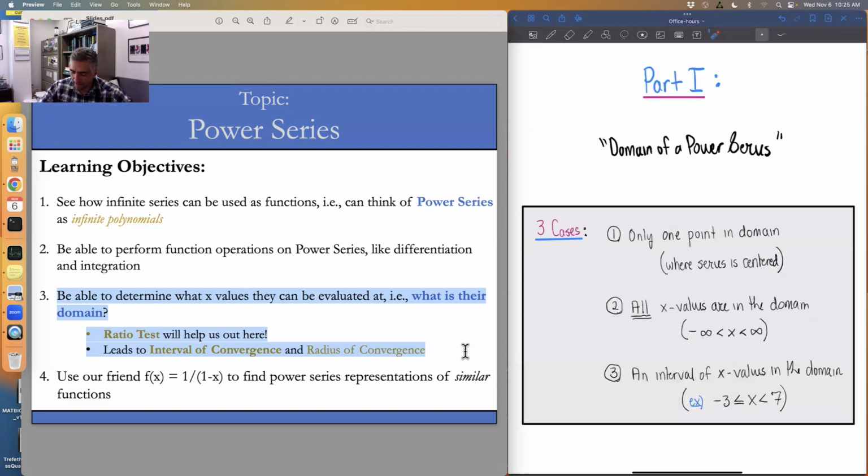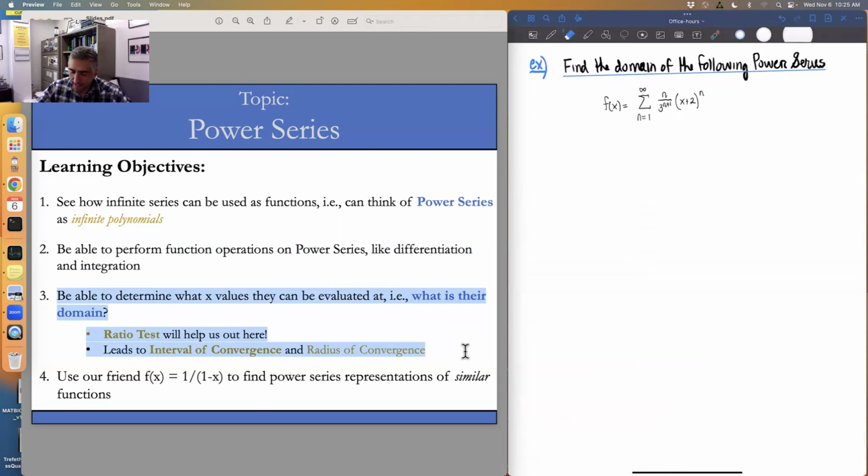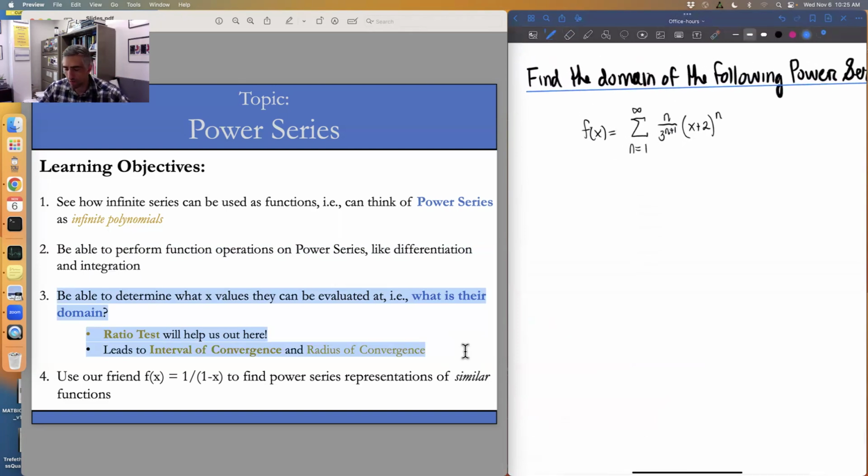So where we left off was an example that involved case number 3 here. And I'm just going to recreate that whole example all in one spot, even though we really just today in class discussed the last part that we didn't quite get to on Tuesday's class. So the example that we looked at on Tuesday was finding the domain of the following power series. The power series given by the sum from n equals 1 to infinity of n over 3 to the n plus 1 times x plus 2, all raised to the n. So again, since this is x plus 2, this power series is centered at x equals -2.